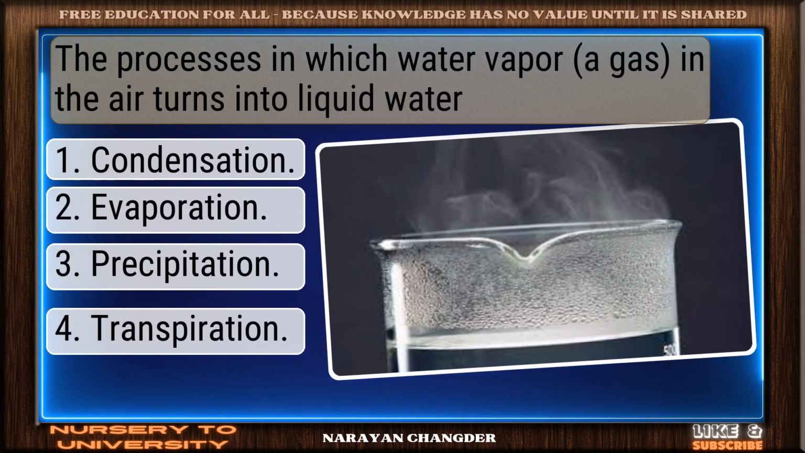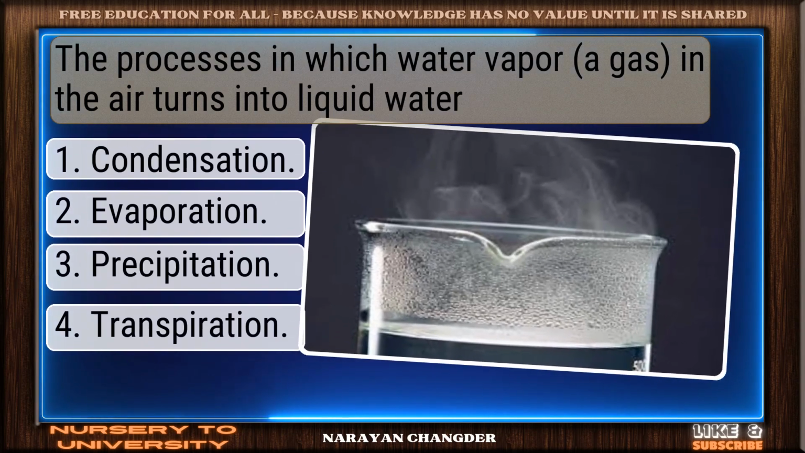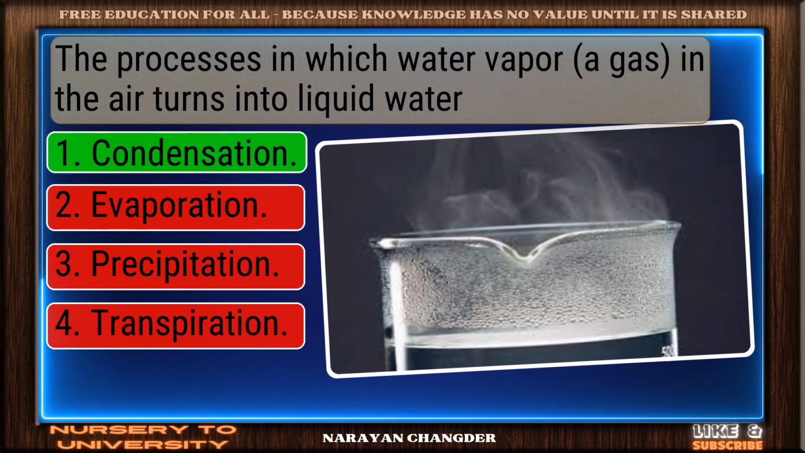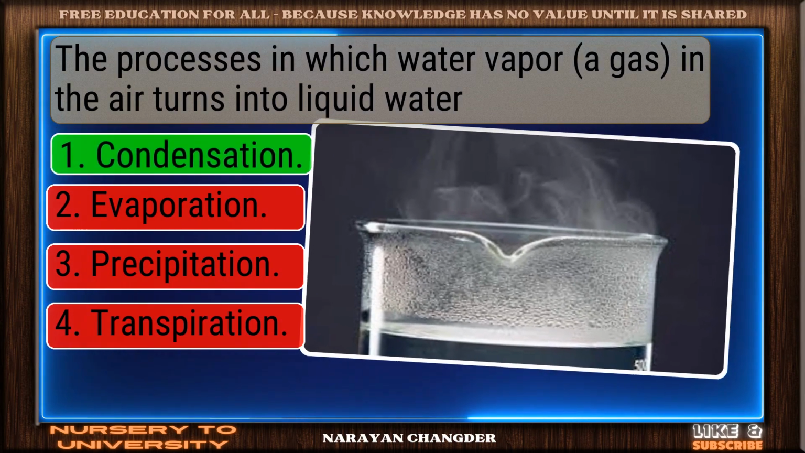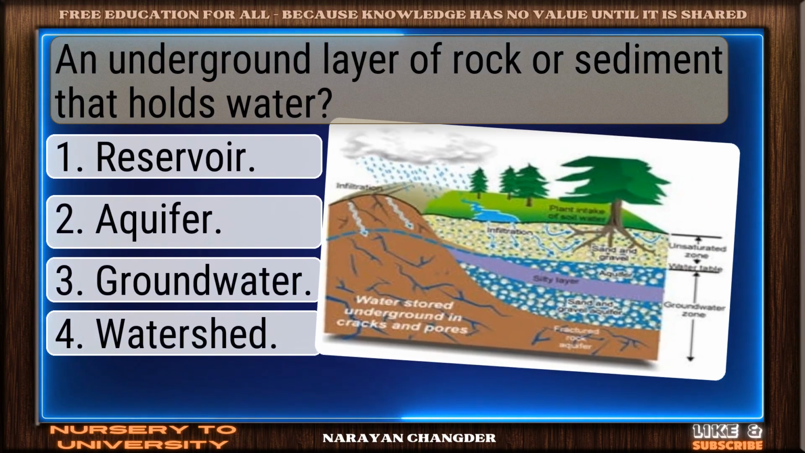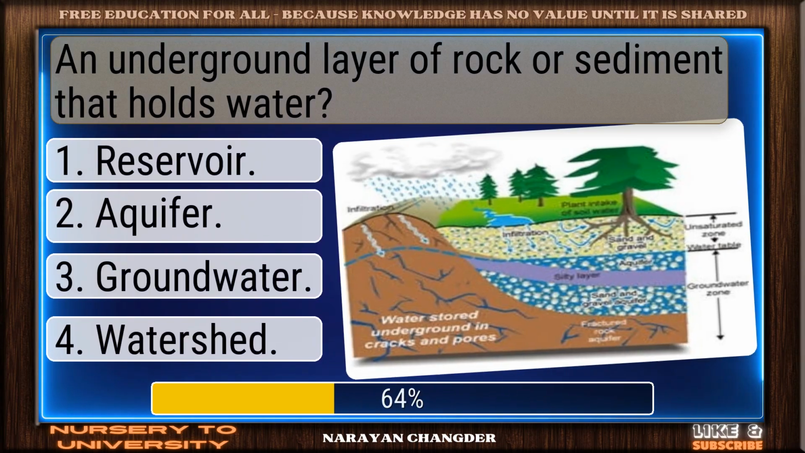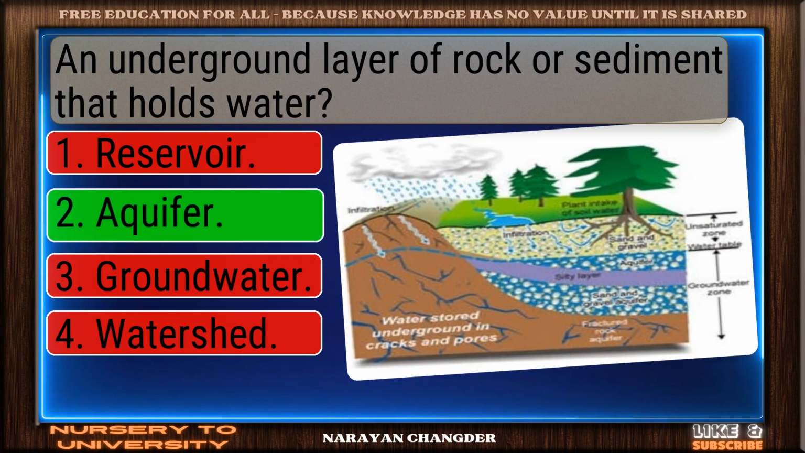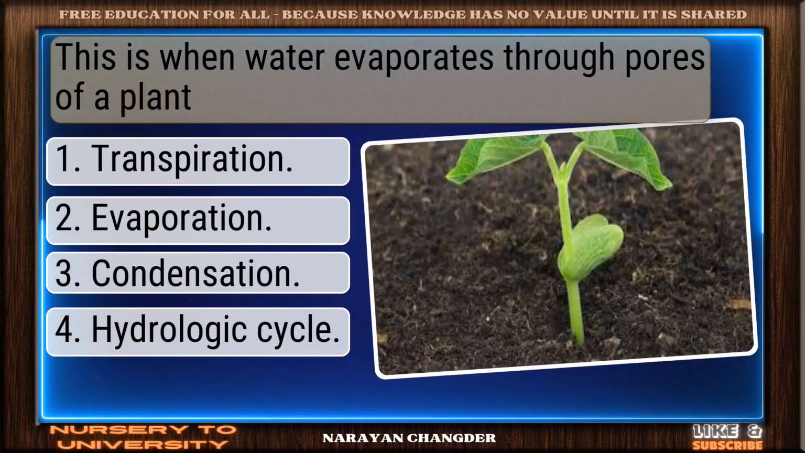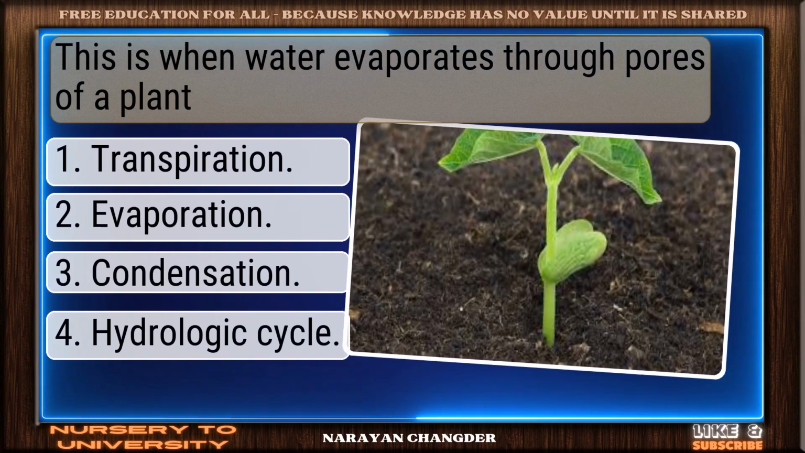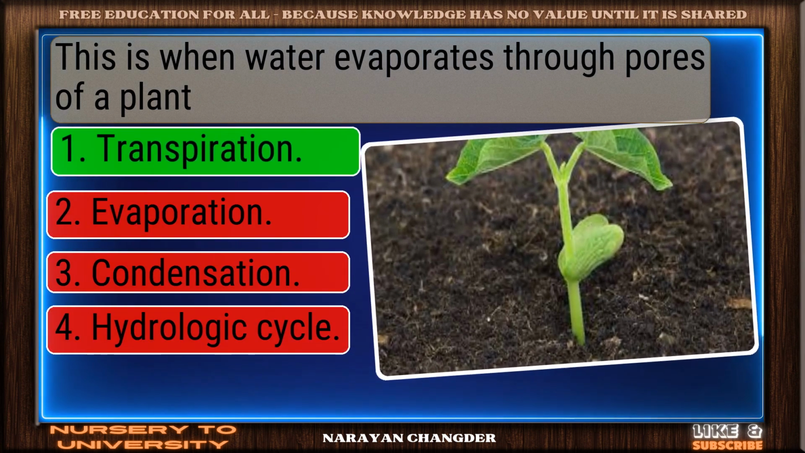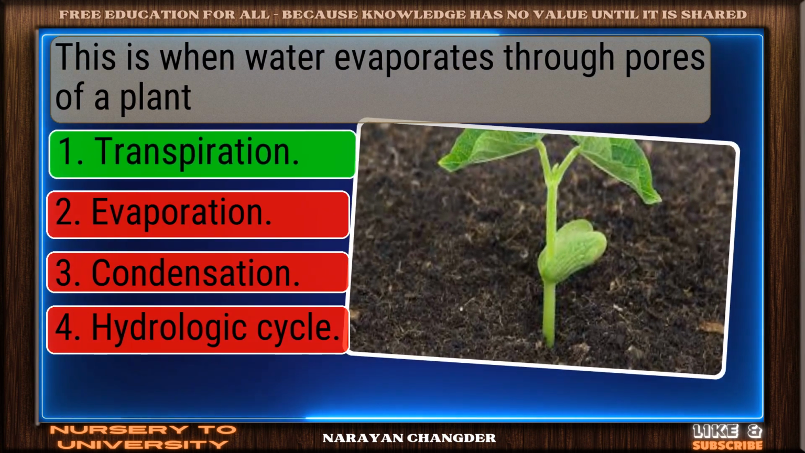The processes in which water vapor in the air turns into liquid water. Great thinking. Condensation is the right choice. An underground layer of rock or sediment that holds water. Excellent choice. Aquifer is the right answer. This is when water evaporates through pores of a plant. Right again. Transpiration is a valid answer.